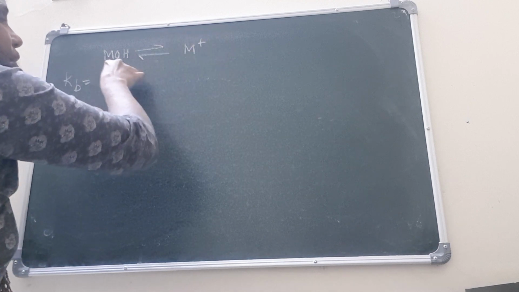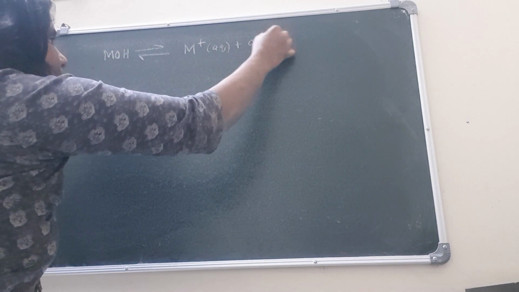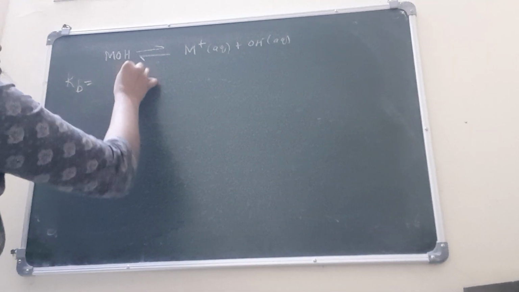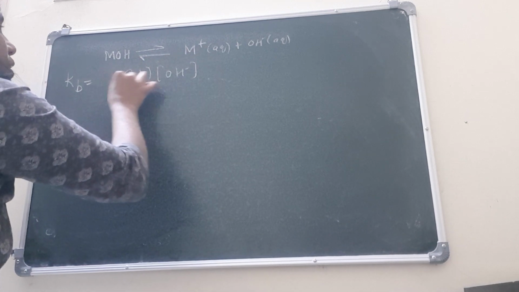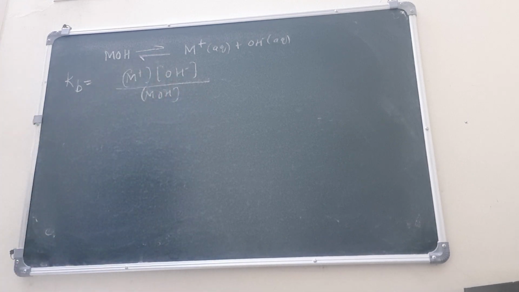Okay, so let us say it is giving you a metal hydroxide. So metal ions plus hydroxyl ions. So what will be your Kb? Kb will be the concentration of metal ion into OH minus ion divided by the concentration of the initial base, right?